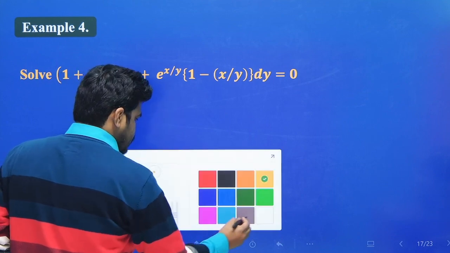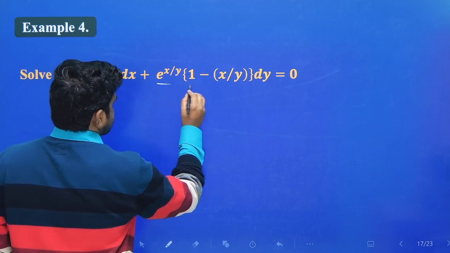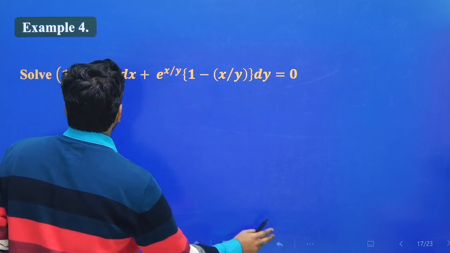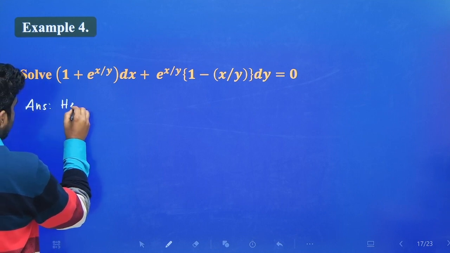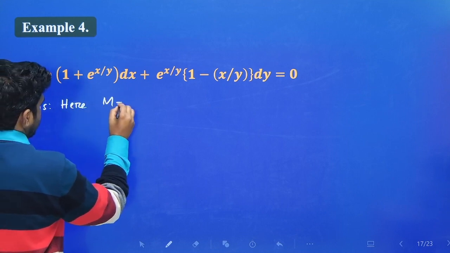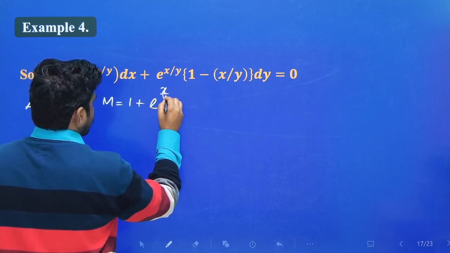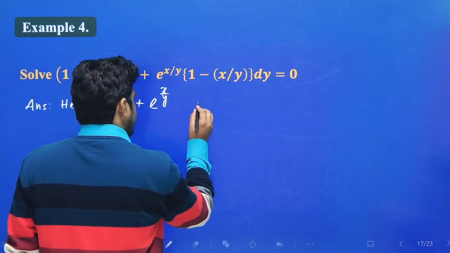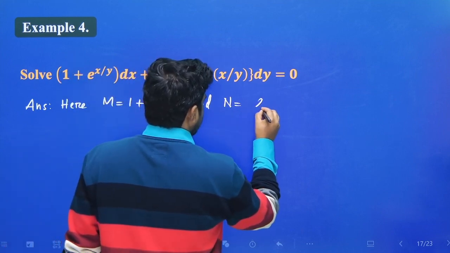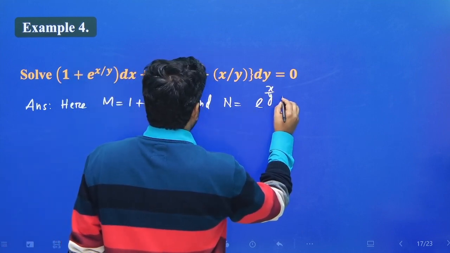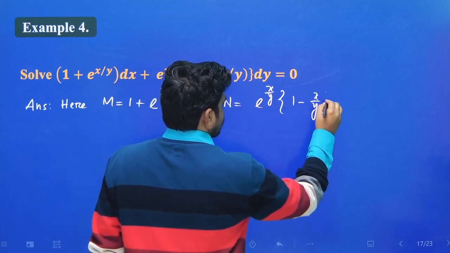So here what is m? So this is m and this is n, right? Okay, so here m is equal to 1 plus e to the power x by y, right? And n is equal to e to the power x by y into 1 minus x by y. Okay?